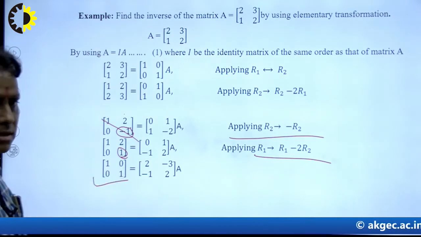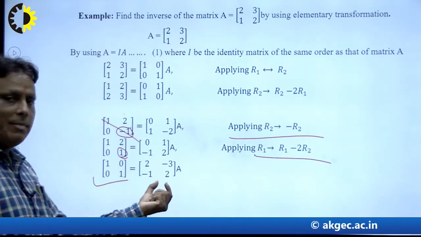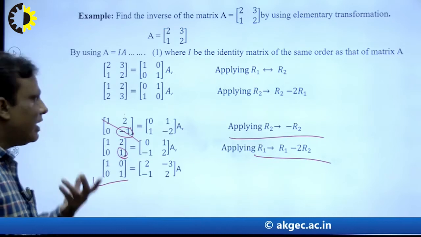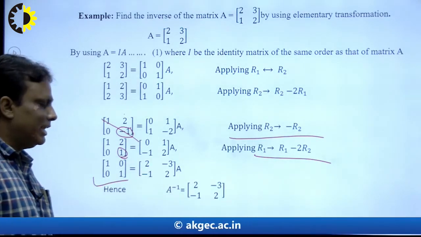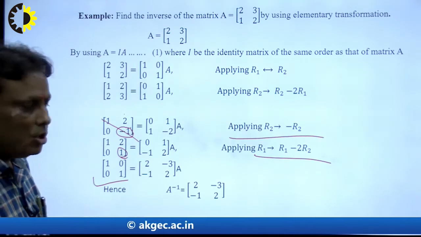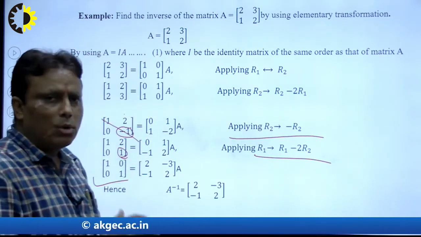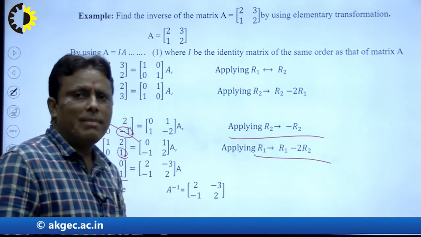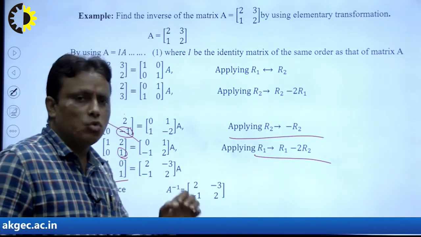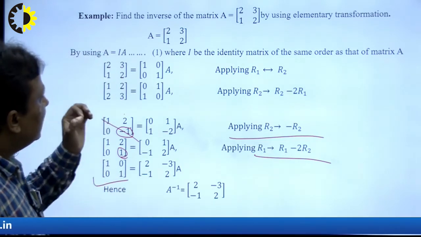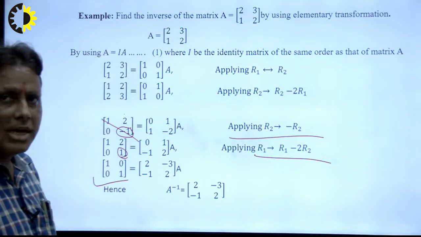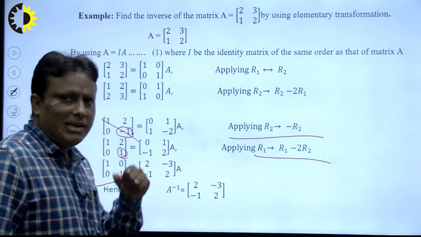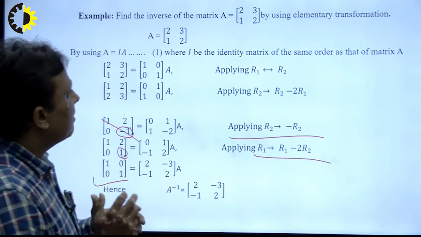This is I, this will be A inverse and this is A. So what will be A inverse? By comparing, A inverse will be 2, minus 3, minus 1, 2. So this is the procedure to calculate the inverse of a square matrix by using elementary row transformation, right? There is a short method to obtain the inverse directly. How? I explain here; students remember it very carefully, how to solve.